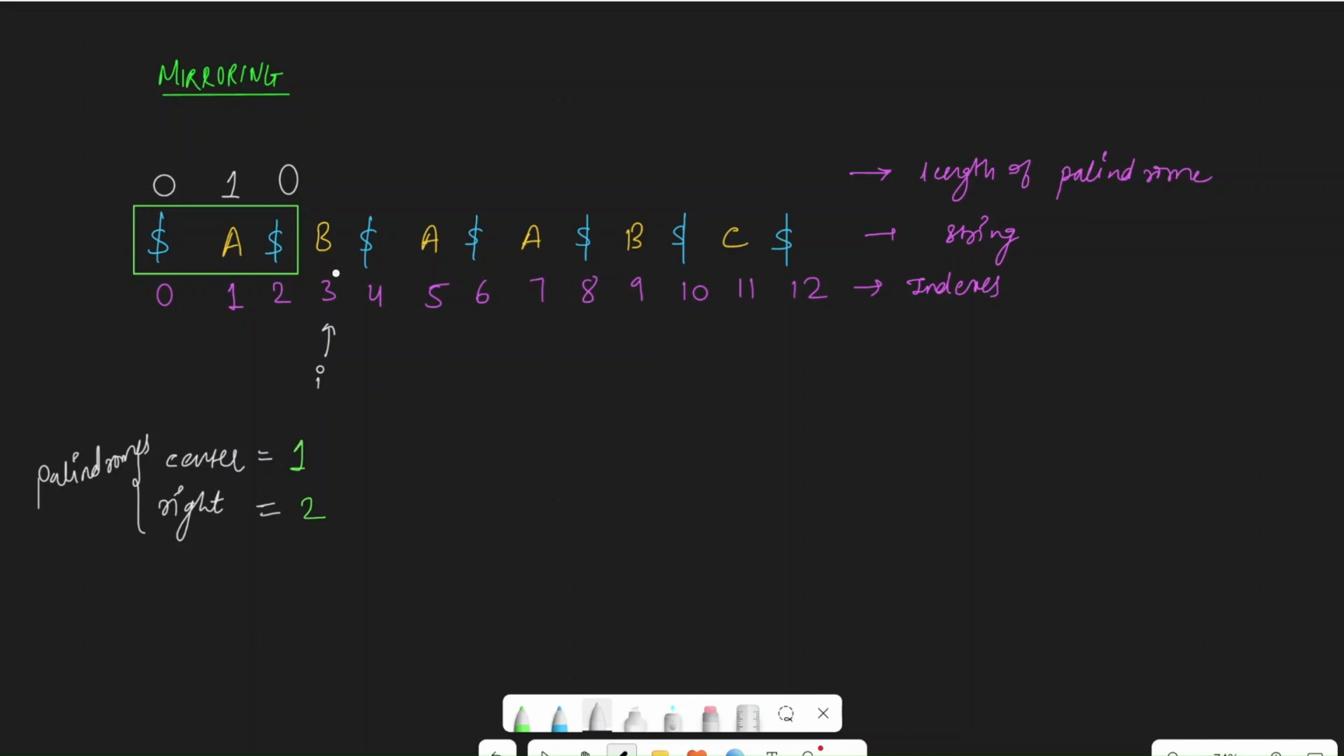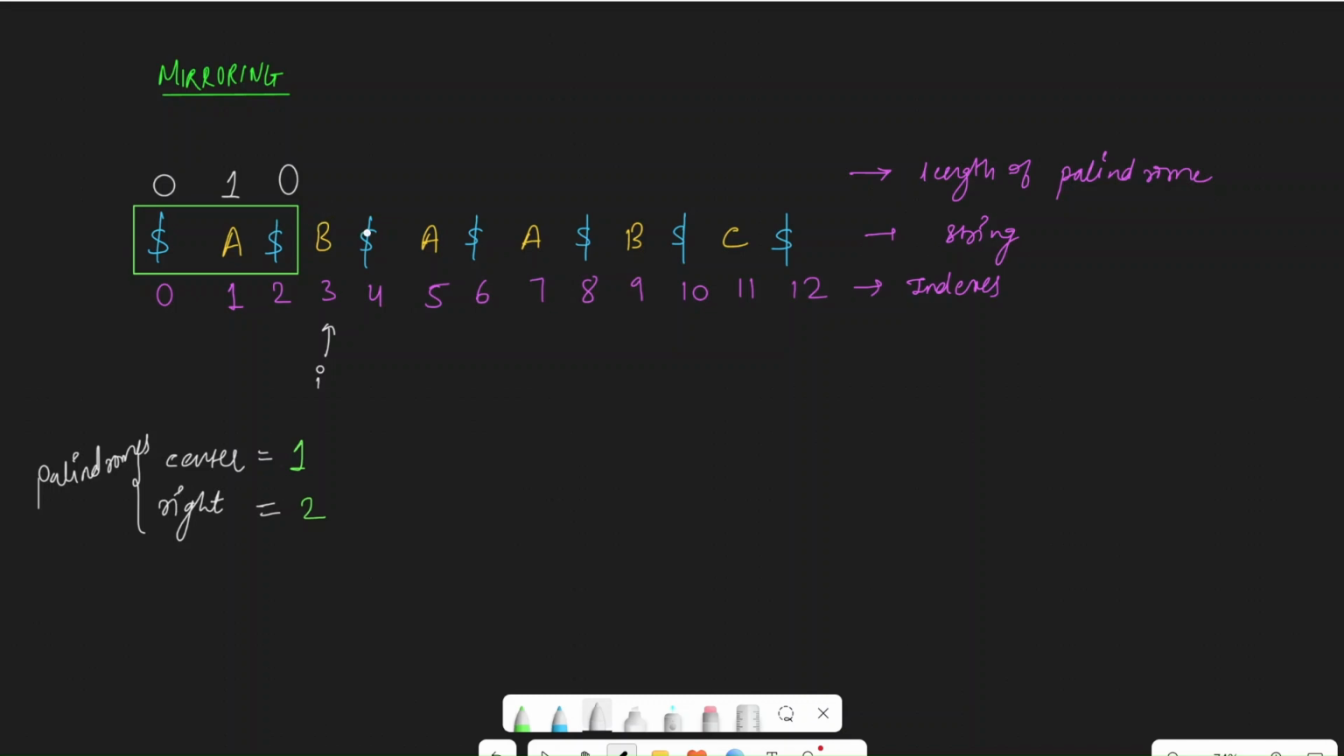Now with this as eye, again I'm going to use expansion because we have a palindrome here, but we are sitting outside of the palindrome. Our index that we are evaluating is greater than the right boundary of the palindrome. We are evaluating 3, but the right boundary of palindrome is at 2. In such cases also we can't use mirroring. So in this case, again expanding.